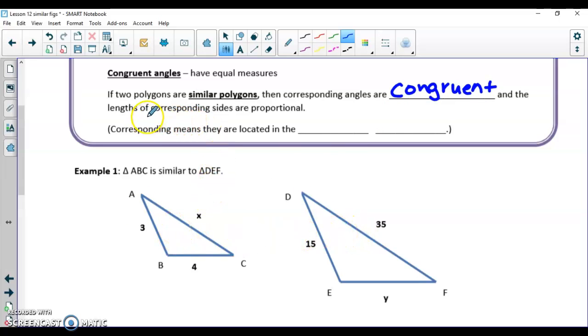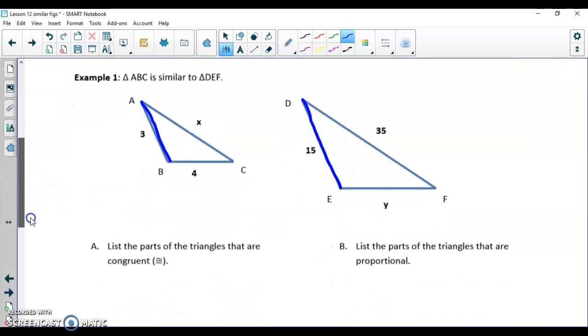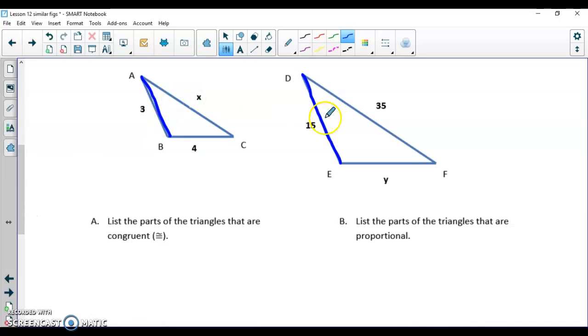When we say corresponding, it means they're located in the same spot, but on the 2 different figures. So this side, AB right here, if you can take a look at this one, corresponds to this side, DE, over on the mama shape over here. We call them corresponding, they're in the same spot. Now, the cool thing is those sides are actually going to be proportional, which allows us to solve for missing sides. Notice we have an X and a Y here.